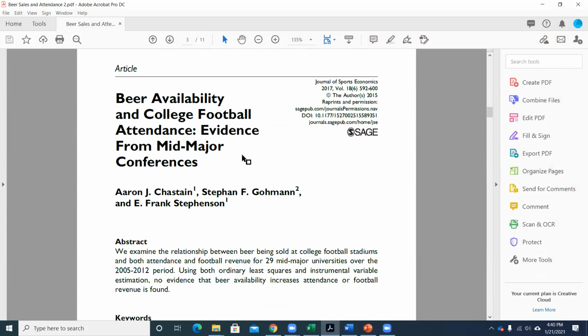So we have all these colleges who have started to make beer available at their games. What's happened to their attendance, right? So is allowing beer to be sold at a game increasing attendance? Is attendance not really changing? Or is attendance decreasing? I'm not sure. You know, you could tell a story maybe. Families, you know, think it's a less family-friendly environment, so they don't go.